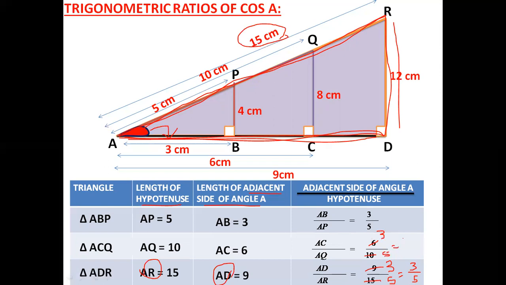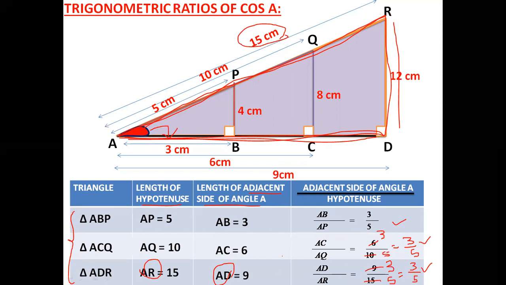That is equal to, we get 3 by 5. If you observe, these three ratios are equal. So here what we can conclude is that in these similar right angle triangles, the ratio of the adjacent side of angle A and hypotenuse is constant. Here we get the same value. That constant is named as cosine of angle A, or simply cos A.